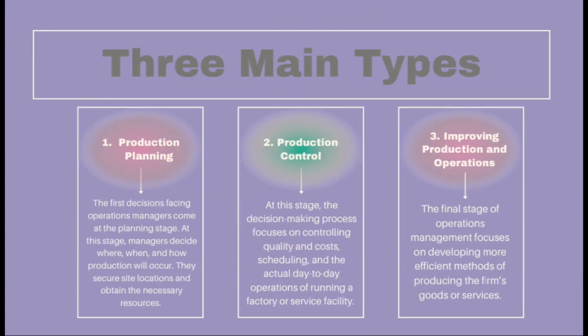Production and operation management involve three main types of decision typically made at three different stages. Number 1. Production planning. The first decisions facing operation managers come at the planning stage. At this stage, managers decide where, when, and how production will occur. They secure site locations and obtain the necessary resources.